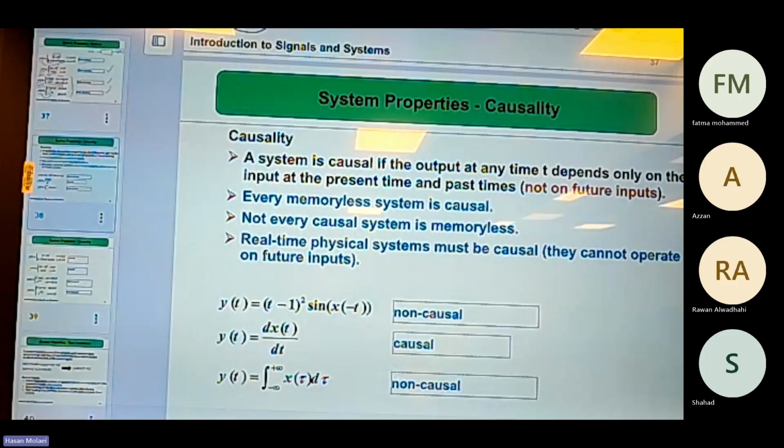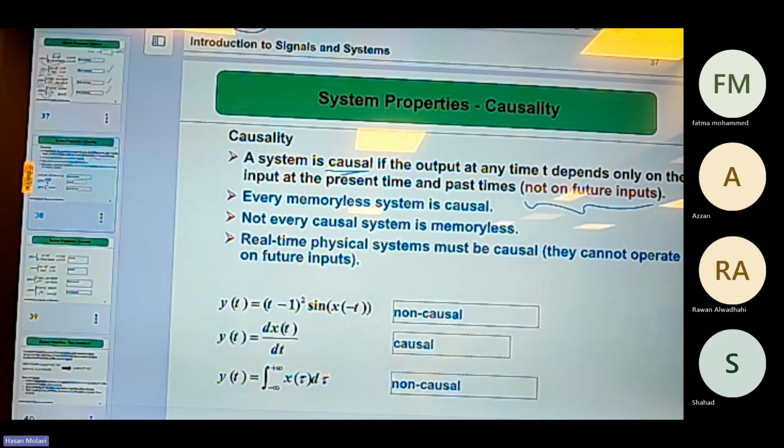Causality means a system that we can make. Its output shouldn't depend on the input at a future time, only exactly at the current time or past time. We call it a causal system, which we can build.